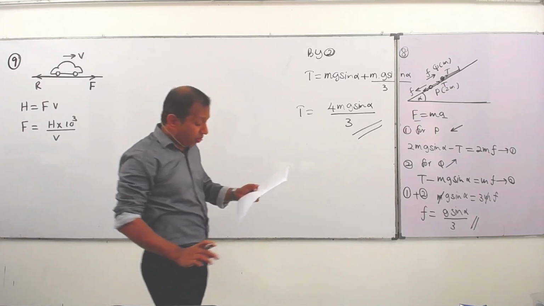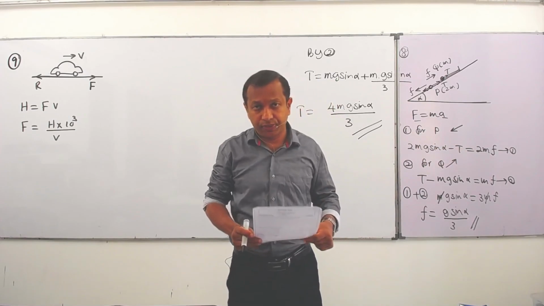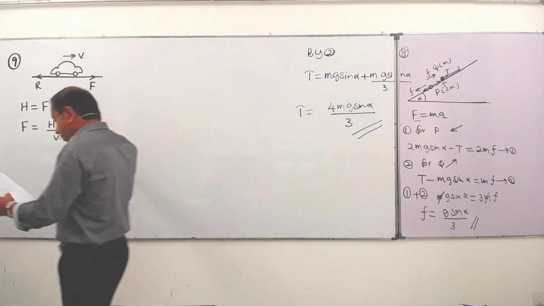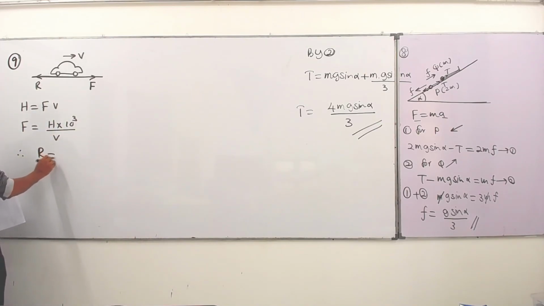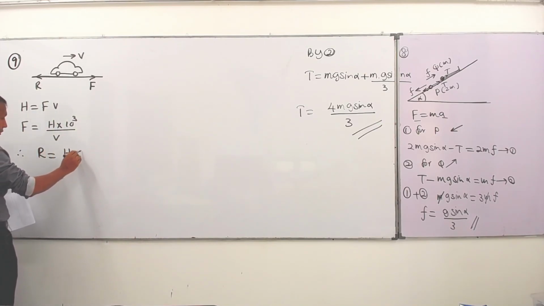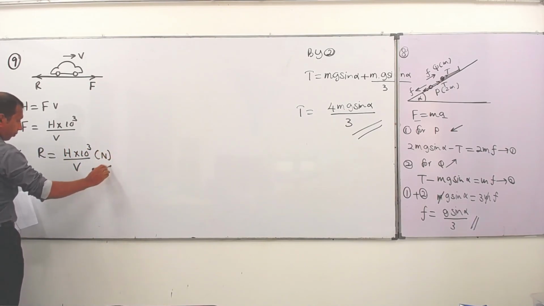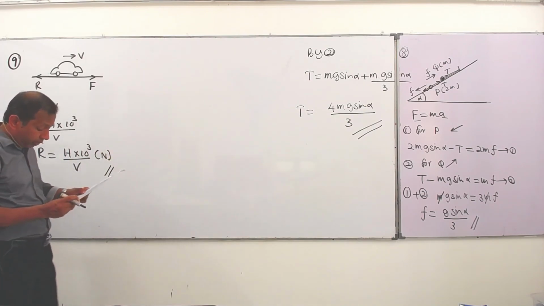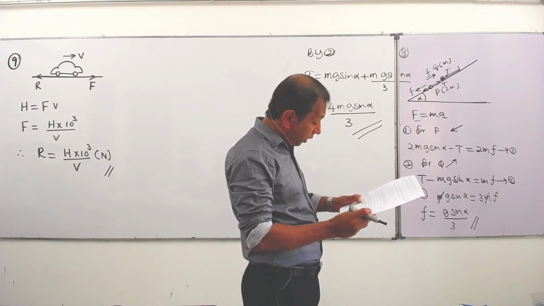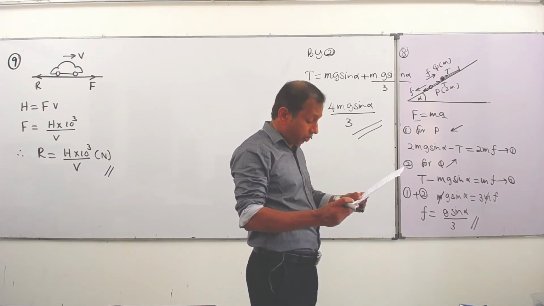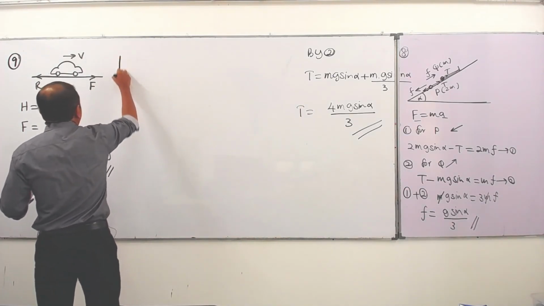You know, when the car moves with the maximum velocity, tractive force is equal to resistance. Therefore, tractive force is given by this, no? So R equals H into 10 to the power 3 over V, newtons. Then the car moves down along a road inclined at an angle alpha to the horizontal with the velocity of V by 2. Right? Now, the same car.